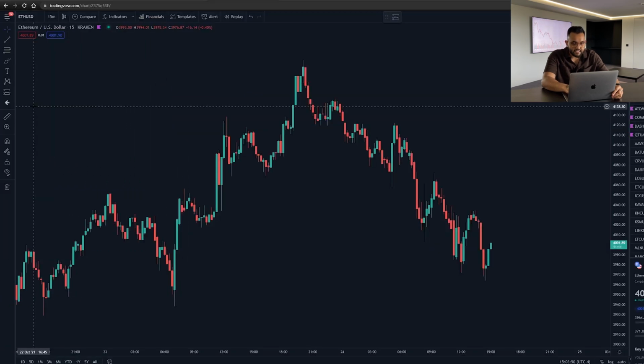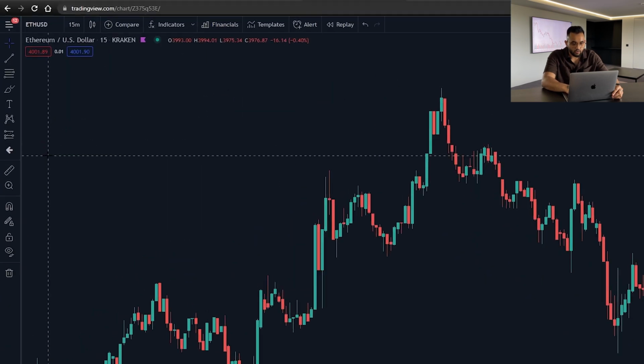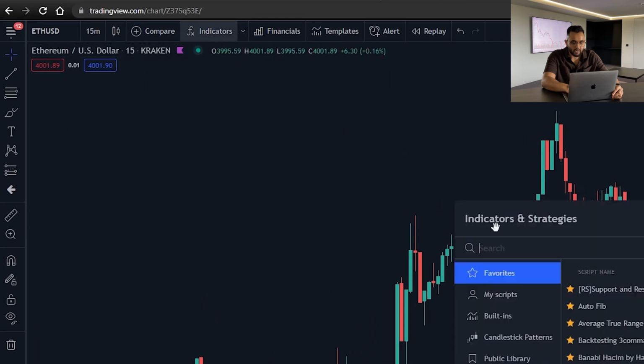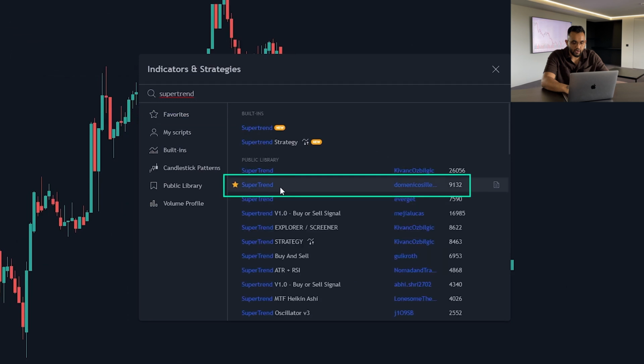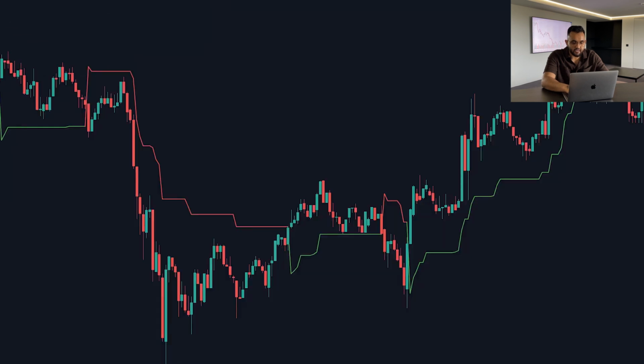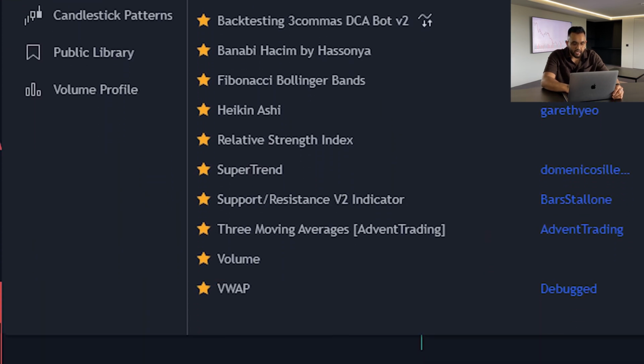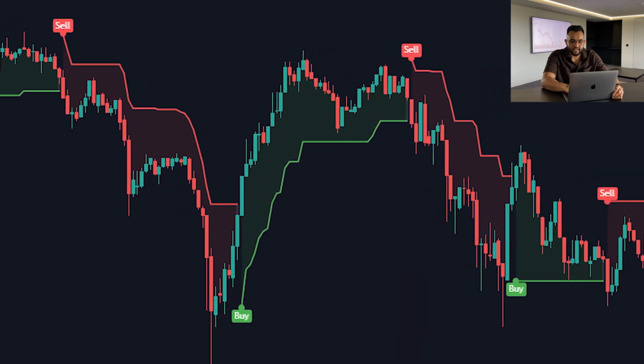So first, let's add this indicator to our chart. To do this, just go to the indicators tab on TradingView, type in Supertrend and make sure you select this one right here. It's probably one of the easiest indicators to use on the planet. So when the lines are green, you buy, and when the lines are red, you sell. It's pretty self-explanatory. But just like any other indicator, this indicator by itself has some problems.